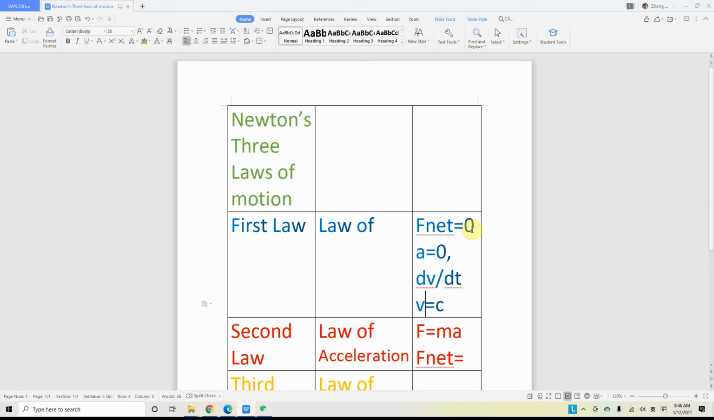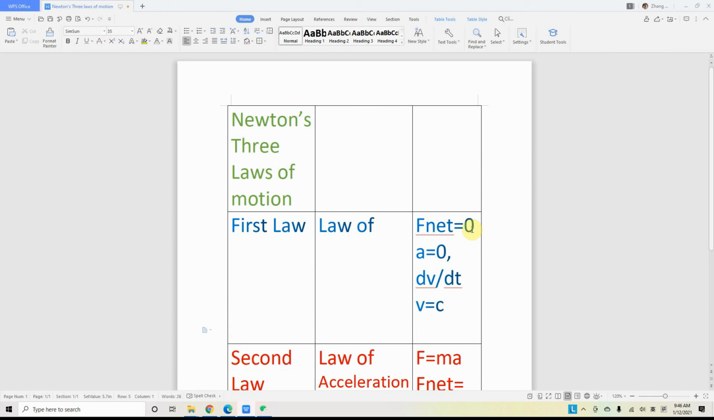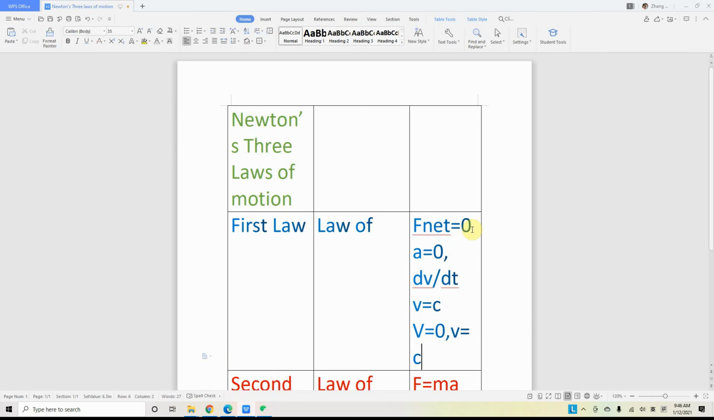The velocity is a constant, that means the velocity is either 0, which means the object is standing still, or this object is moving with a constant speed on a straight line, which is the same thing as the velocity being a constant in both magnitude and direction. Okay, so this first law is called the law of inertia.